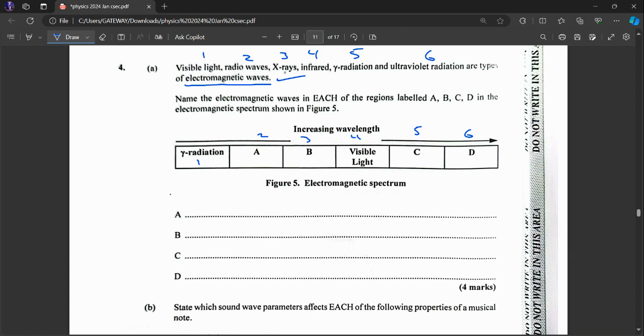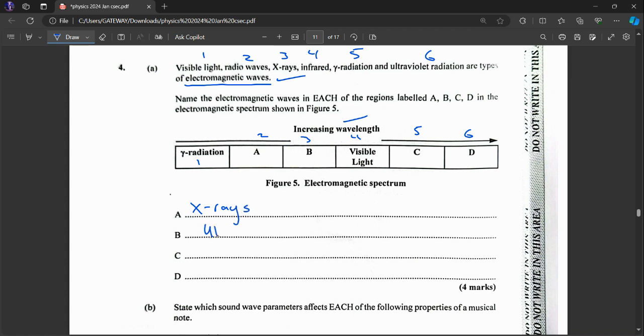So that means you just have to use these given electromagnetic waves here and place them in the boxes. Well, you could put it here, right? They gave the space for it. So what you need to know is increasing wavelength, right? You need to know how the wavelength does increase. So basically you have gamma radiation. As the wavelength increases, you're going to have X-rays at A. So you put X-rays, right?